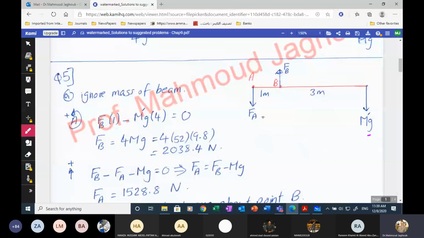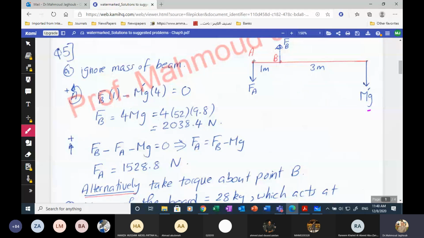How can I find Fa now? What can you do to find Fa? You have two options. You can take torque about point B, so that you eliminate the torque of Fb around B, and you end up with only the torque of Fa and the torque of m prime g, so you get Fa. Or you can say that since this beam is in static equilibrium, the sum of all forces equals what? To 0. So you have Fb minus Fa minus m prime times g equals 0. And this ends up with Fa being equal to this magnitude.